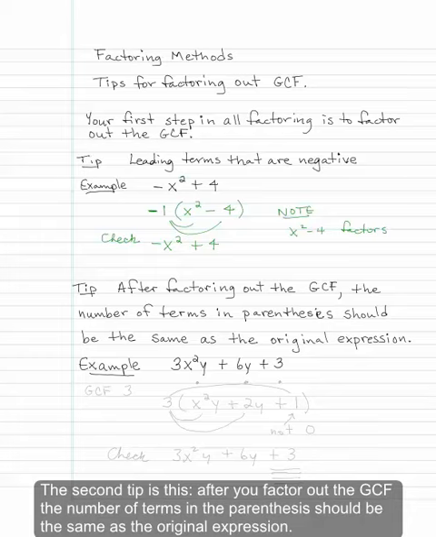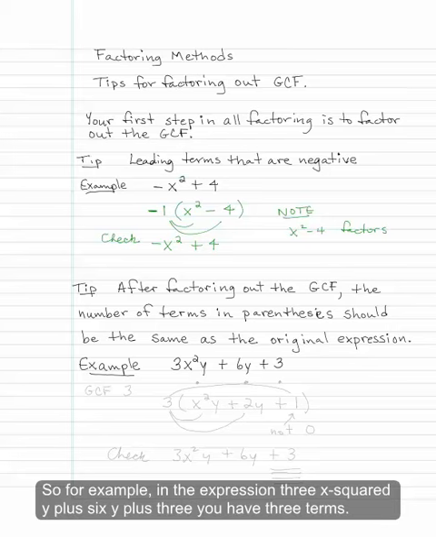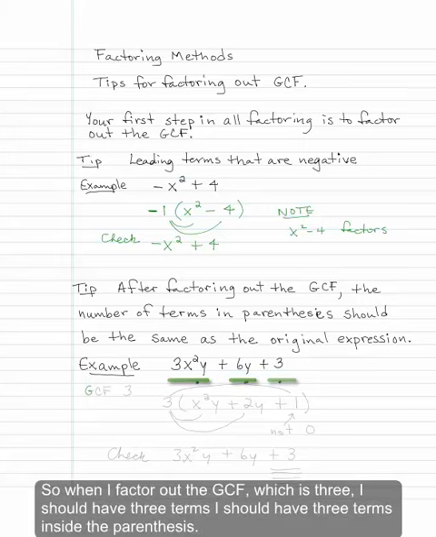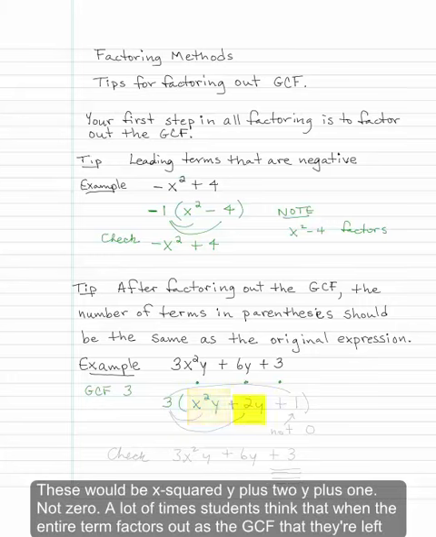The second tip is this: after you factor out the GCF, the number of terms in the parentheses should be the same as the original expression. So for example, in the expression 3x squared y plus 6y plus 3, you have 3 terms. 1, 2, 3. So when I factor out the GCF, which is 3, I should have 3 terms inside the parentheses. These would be x squared y plus 2y plus 1, not 0.